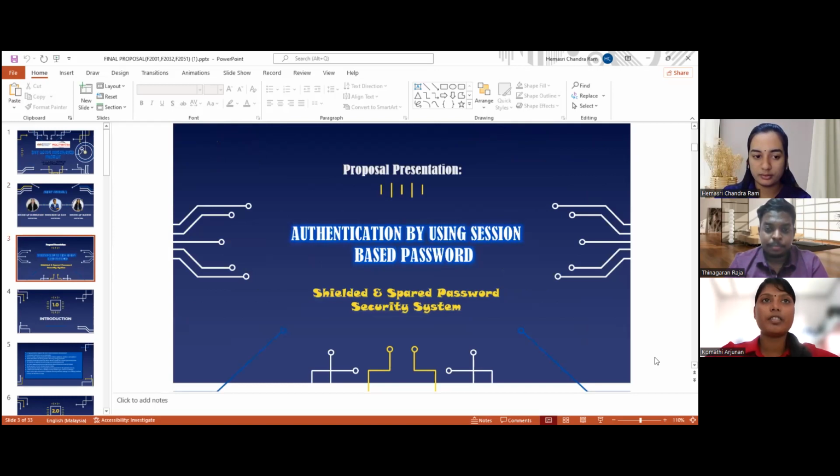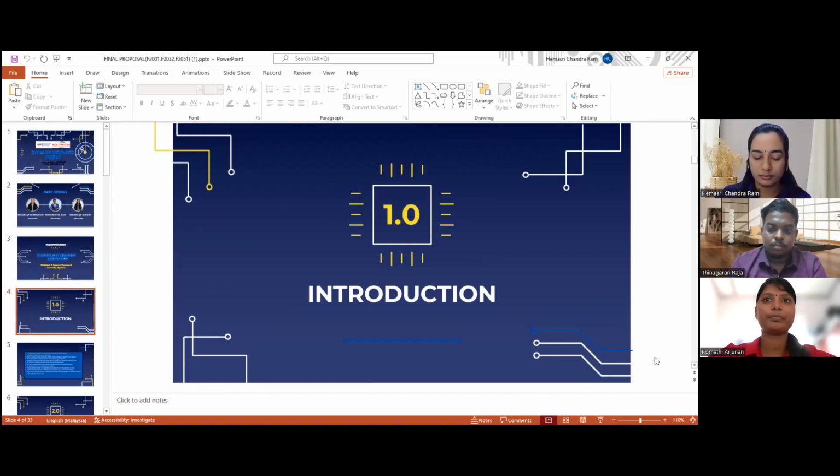This presentation will be based on the proposal presentation for our final year project. Our project's name is based on authentication by using session-based password. We have named our system as shielded and spare password security system. So let us start with our presentation. First of all, let's look at the introduction of the project.